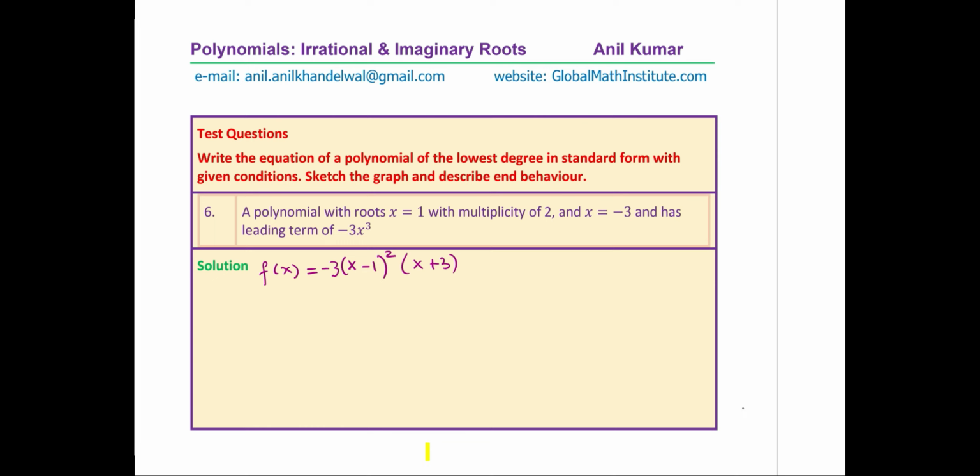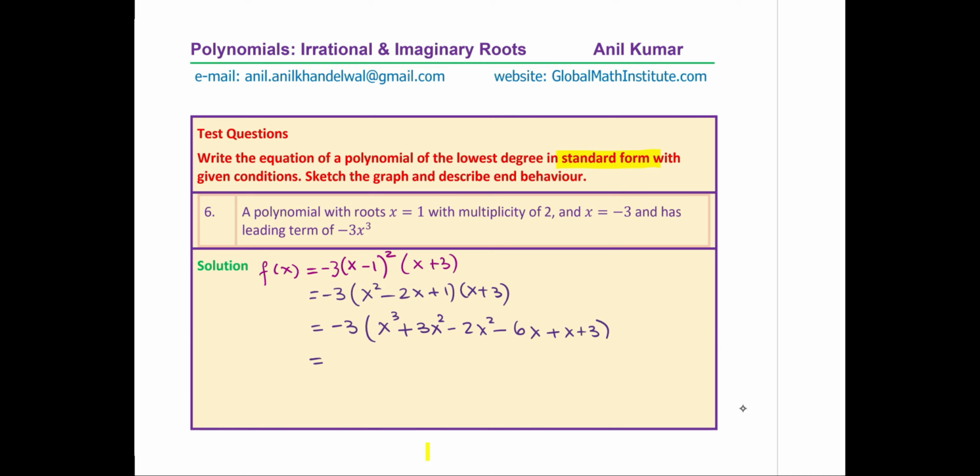Now clearly, we have to provide this solution in standard form, right? So that is what is required. So to get the solution in standard form, we need to expand this. So let us now expand. So we get minus 3 times x squared minus 2x plus 1 times x plus 3. We can now expand this. Apply the distributive property. So we get x cubed plus 3x squared minus 2x squared minus 6x plus x plus 3, right? So that is what you get.